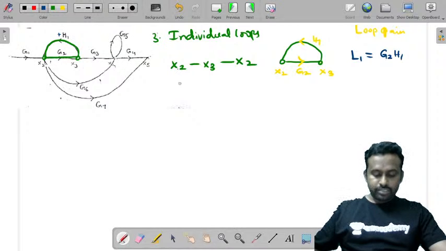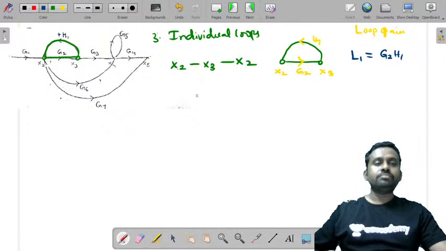I have understood signal flow graph, sir. Thank you, SR.